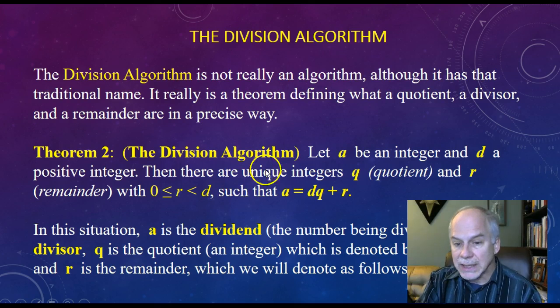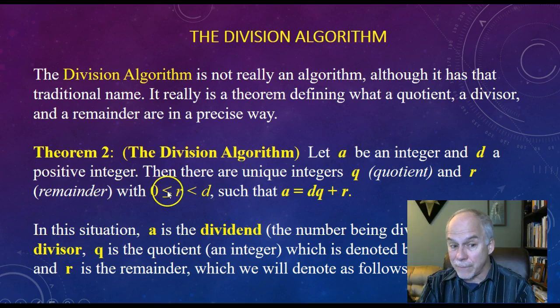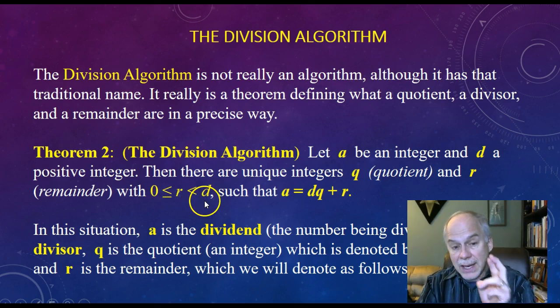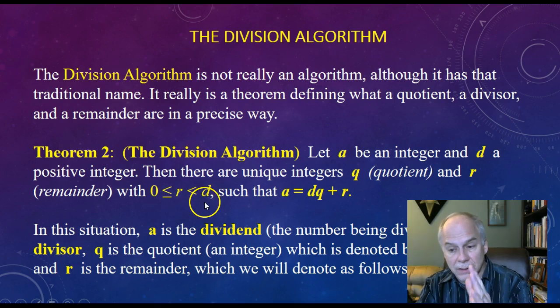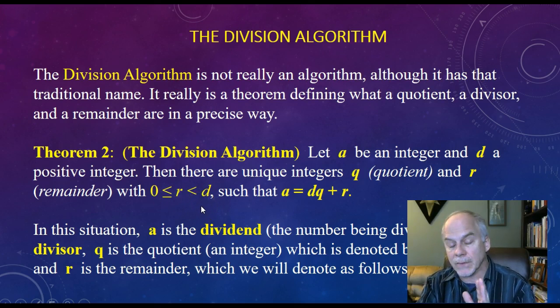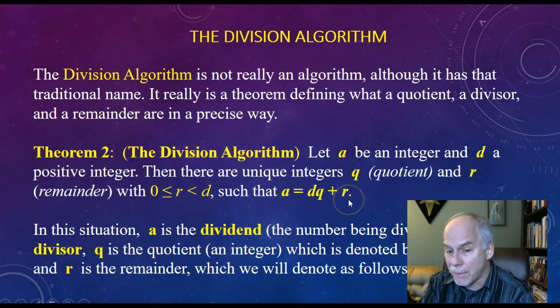Then there are unique integers q, the quotient, and r, the remainder. With r, now this is important, r has to be between 0, including 0, and d, the divisor. It has to be actually less than d. So it's between 0 and 1 less than d. That's what the remainder has to be. Such that, and this is a key equation, a equals d times the quotient q, plus r.